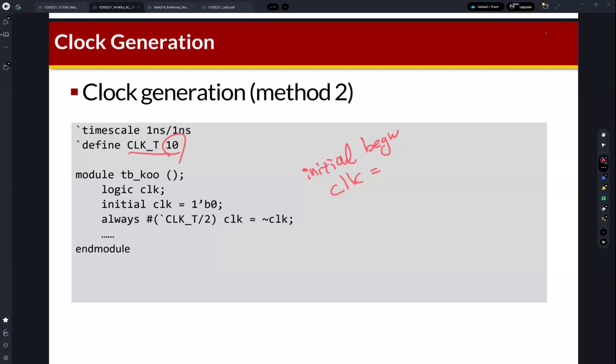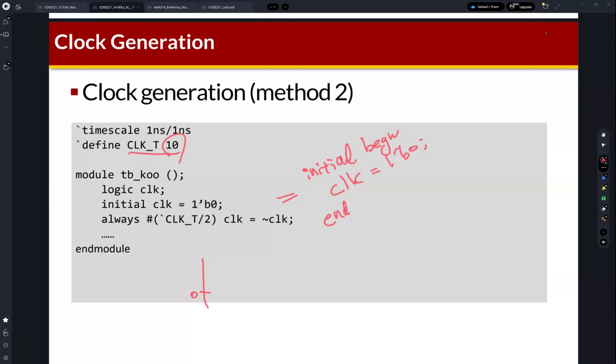Clock equal 1'b0, then end. So it is equivalent. But because I use only one line, that's why I do not use begin and end. Okay, it's the same as C. In C, if we just use one line after the statement, we don't need to use brackets, right? So it means, initially at the beginning of simulation, the clock is 0.